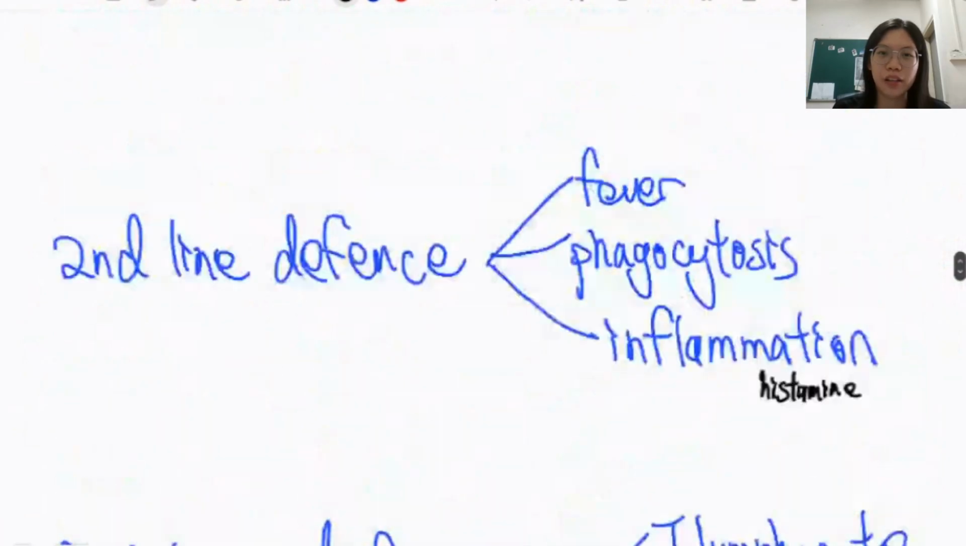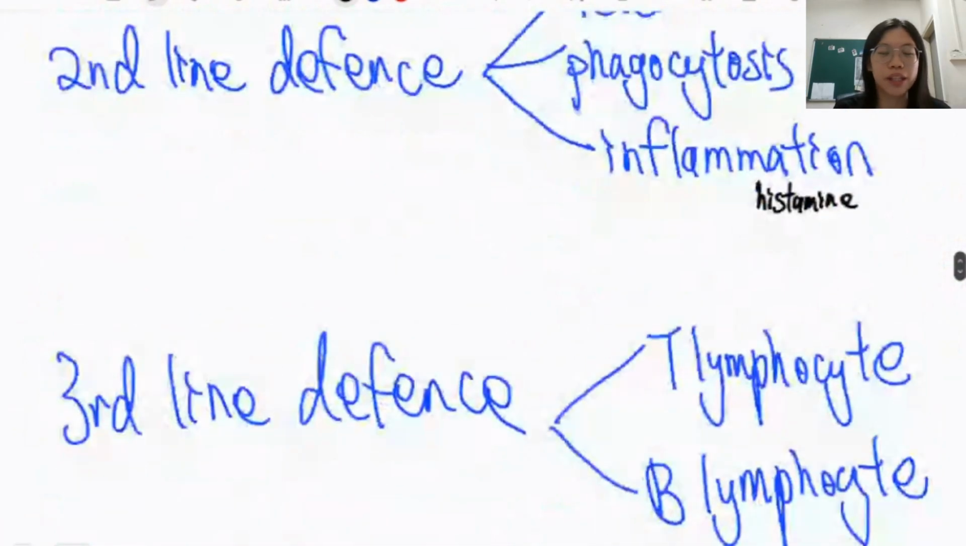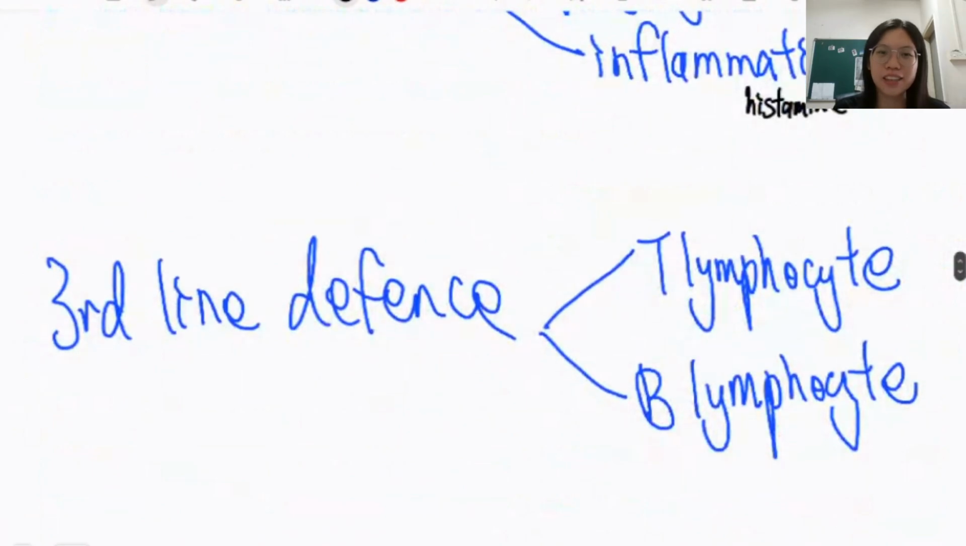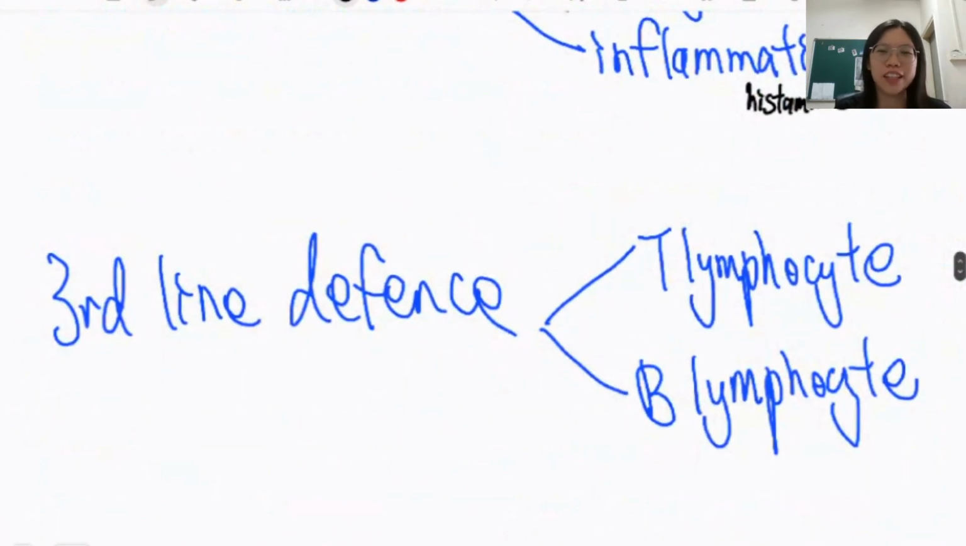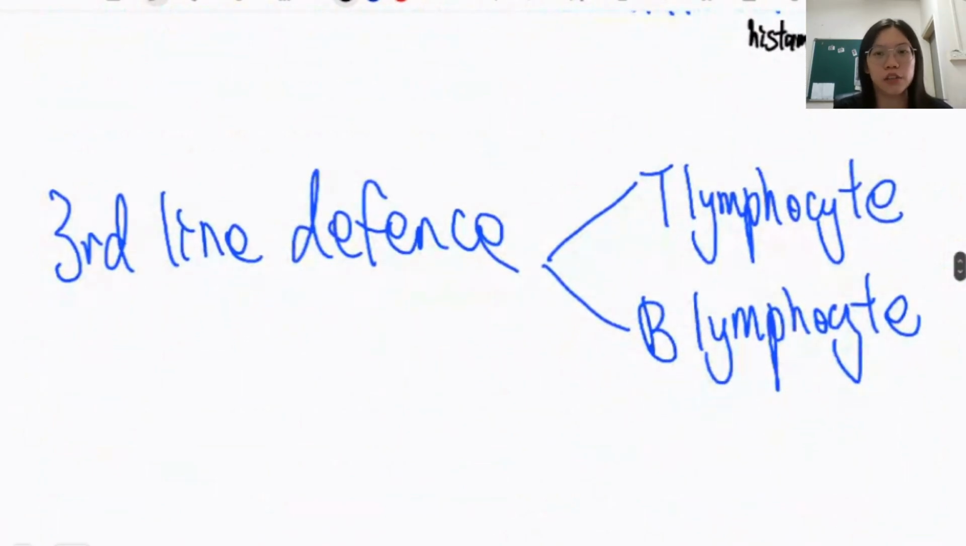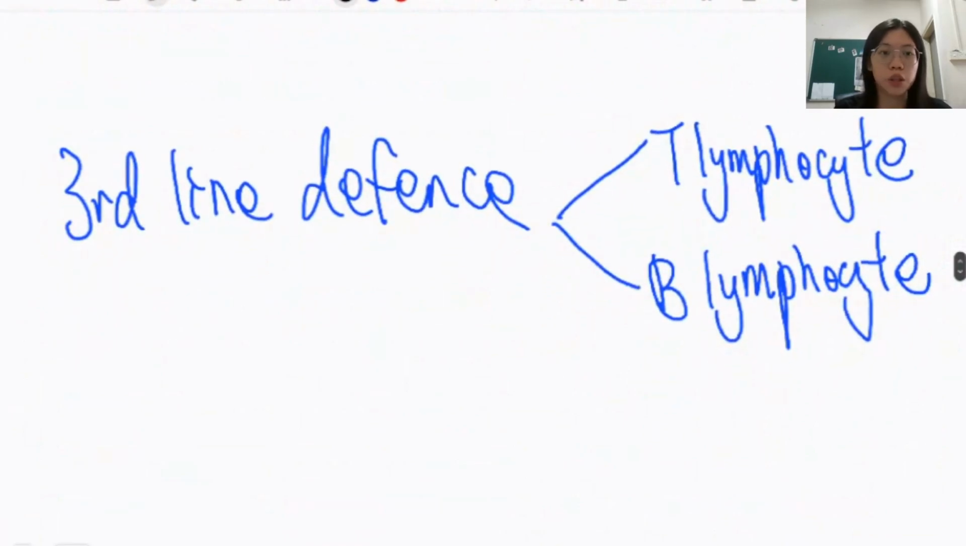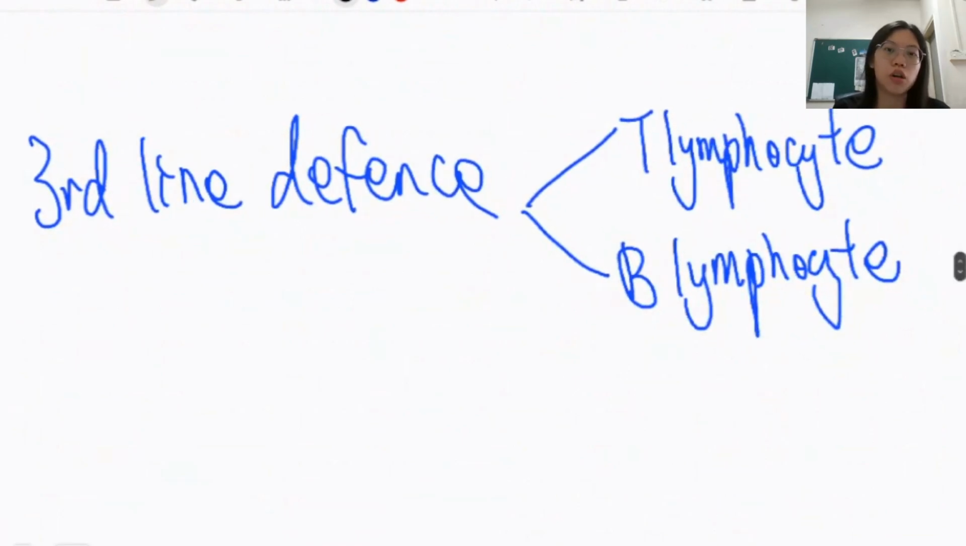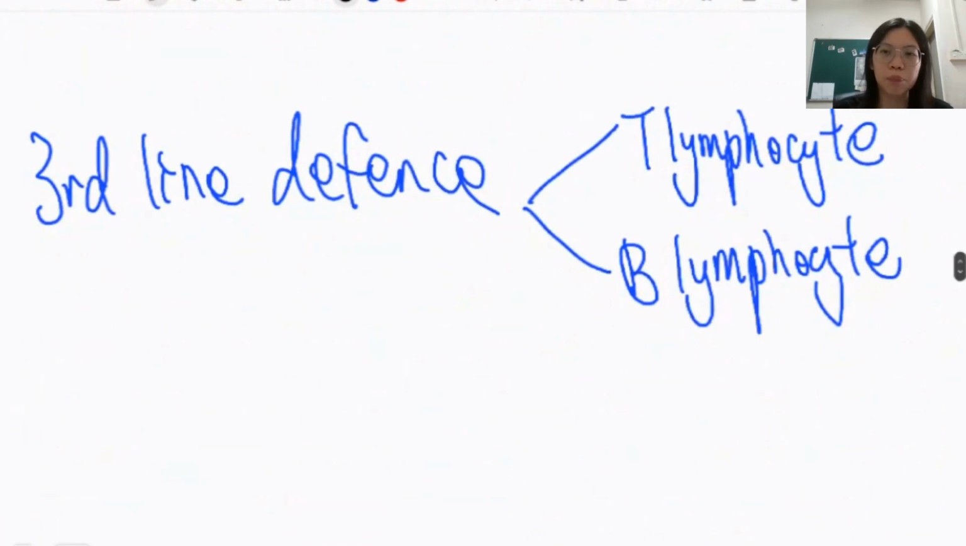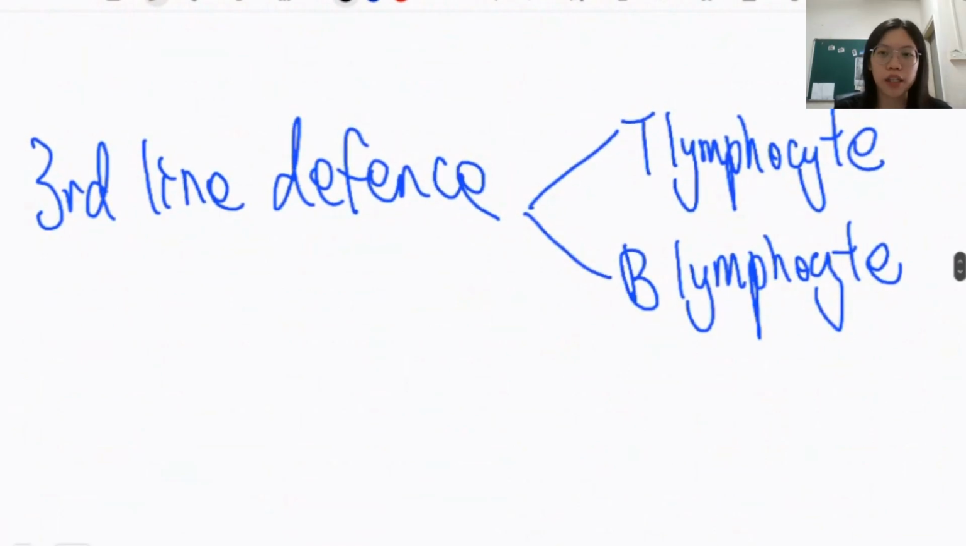And last but not least, the third line of defense is when the pathogen manages to go through the first and second line. When the pathogen succeeds in entering, it now enters the third line of defense. This stimulates the immune system to produce antibodies to destroy all the pathogens. So antibodies are more specific already. So yeah, they are classified.